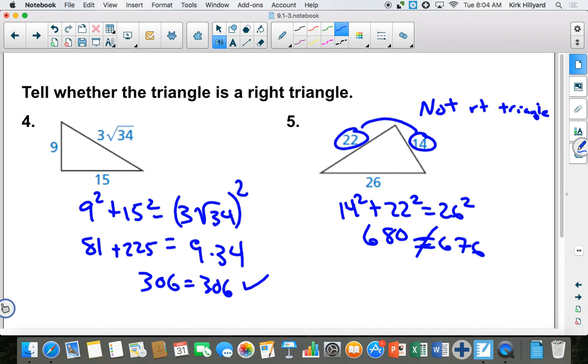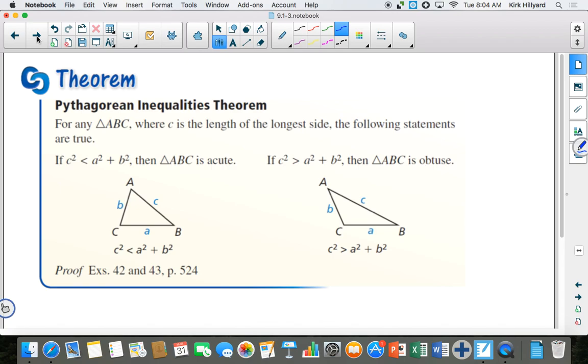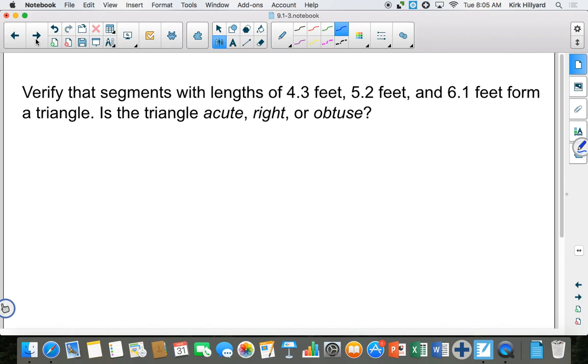Okay? All right, the last thing today is telling if a triangle is acute or obtuse. So now we look at this inequality. If c squared is less than these two added together squared, then it is an acute triangle. If c squared is greater than, then it's an obtuse triangle. So you get the c on the left-hand side, and you see if it's less than or greater than, and that's going to tell you if it's an acute or an obtuse triangle.